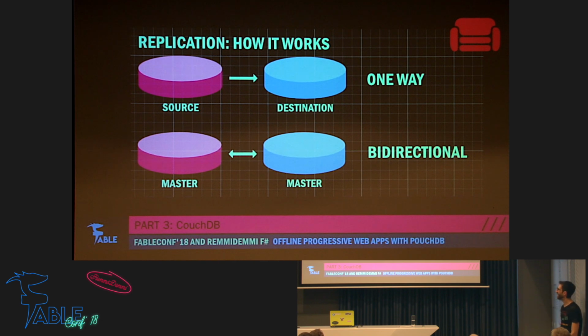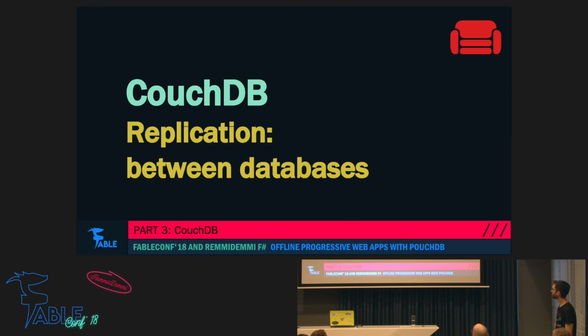So, the Couch protocol allows to make replication between databases. So it can be one way, source destination, and you can replicate data in a bi-directional way. It means that you get some data in the database 1, database 2, and you can send the data both ways.